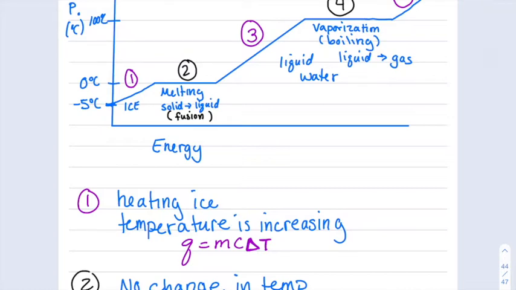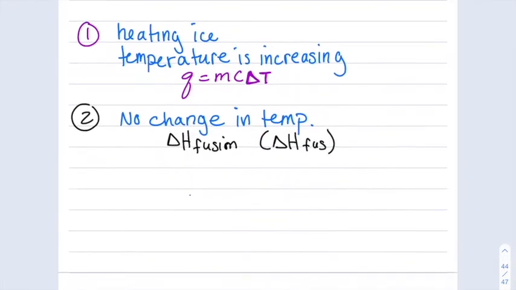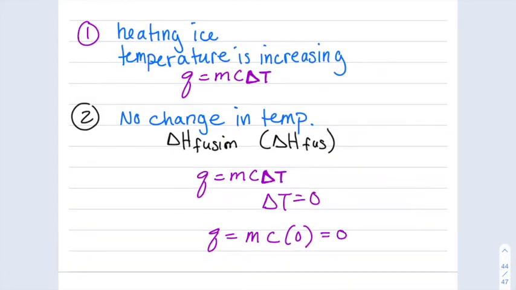And the reason is, if we were to try to use this formula, but delta T equals 0 because we're not actually changing our temperature, we would get Q equals M times C times 0, and anything times 0 is 0, so you would just end up with a 0 here. So if you try to use Q equals MC delta T where it doesn't belong, you're just going to get the answer of 0 because there's no change in temperature.